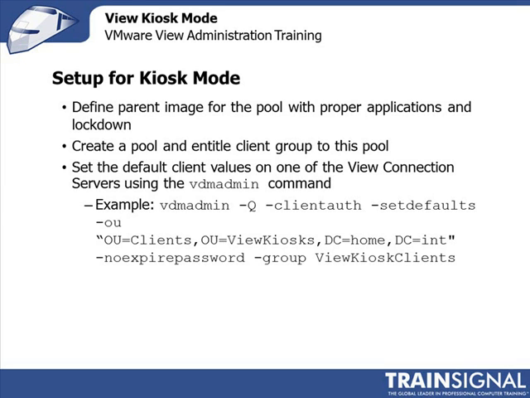The -ou flag identifies where the user accounts will be placed within our OU structure of Active Directory. Next, we'll use a -noexpire password flag, which identifies that the user account will not have an expiring password. And finally, we identify which group we want these accounts to be added into.